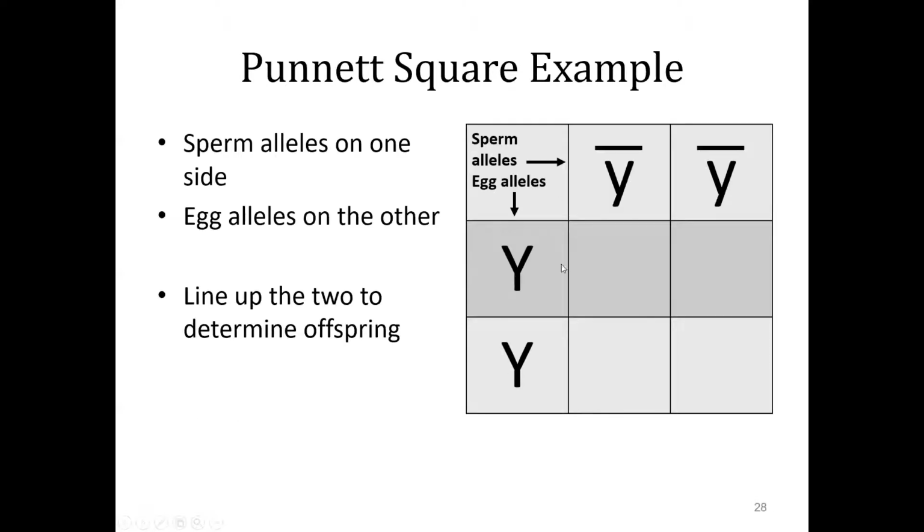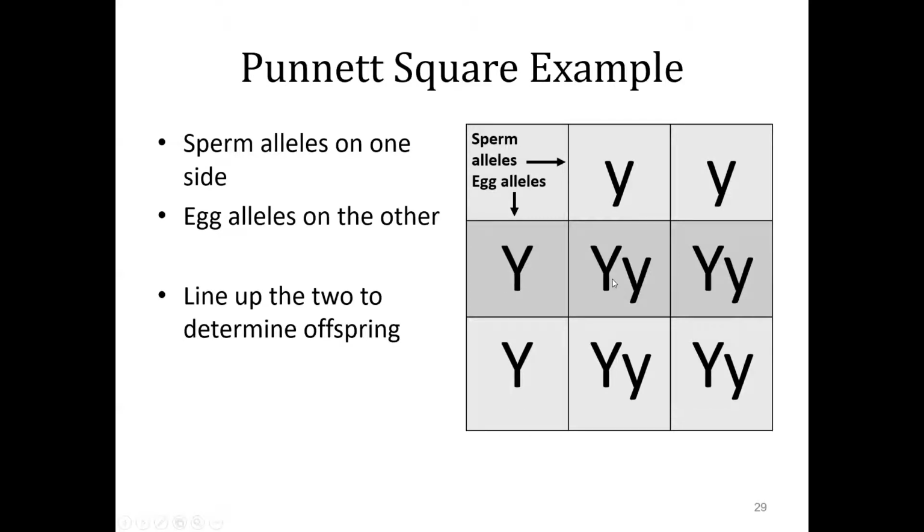So we line it up on either side. I put a line over my lowercase letter just because some letters look the same when you write them. So we put all the potential sperm alleles on one side, the potential egg alleles on the other, and then we cross them in the middle. We simply line them up like this. So from this parent, we got the lowercase y. From this parent, we got the capital Y.